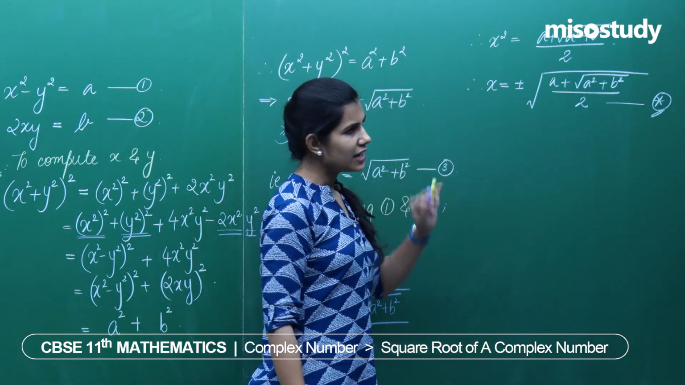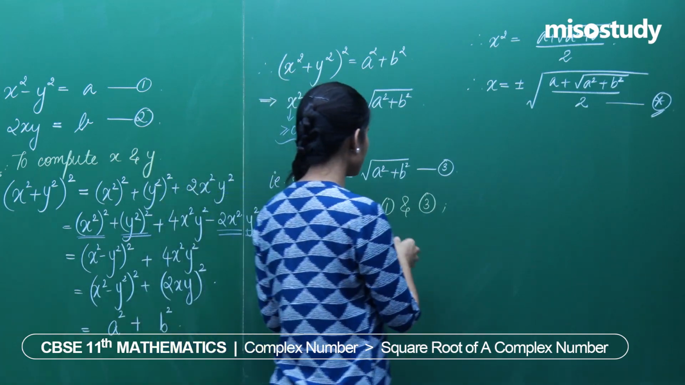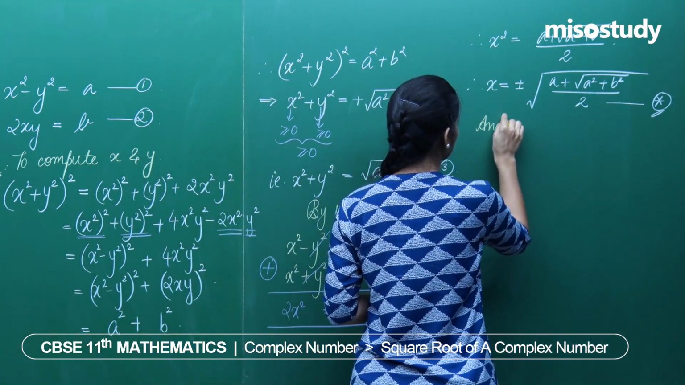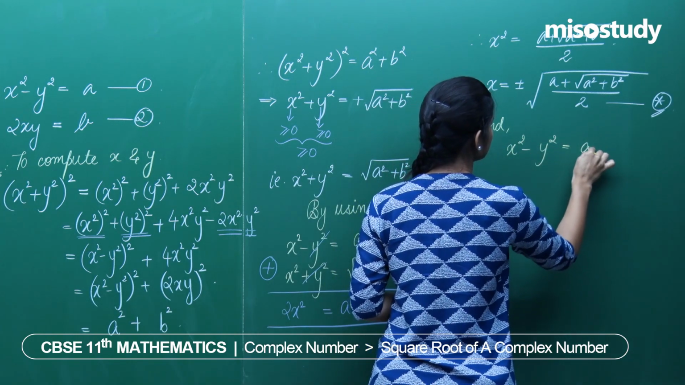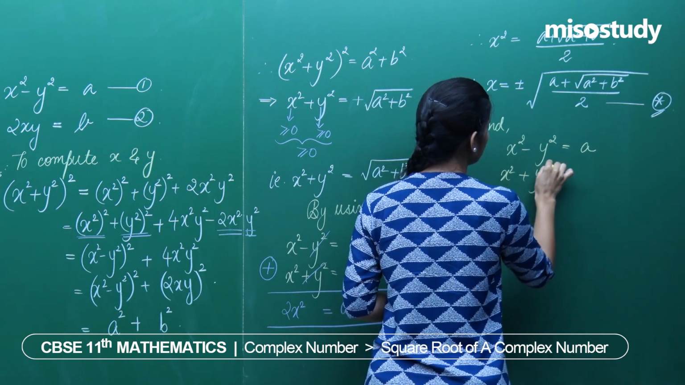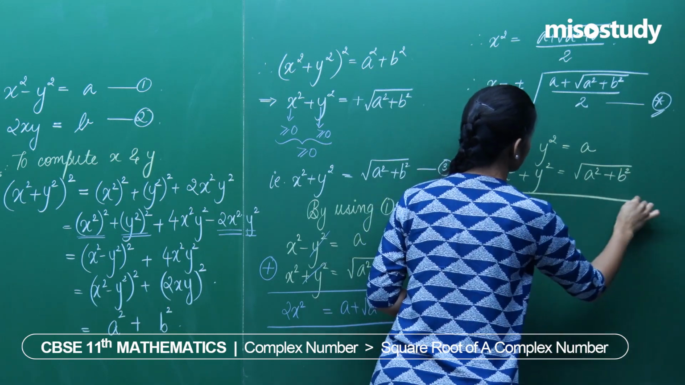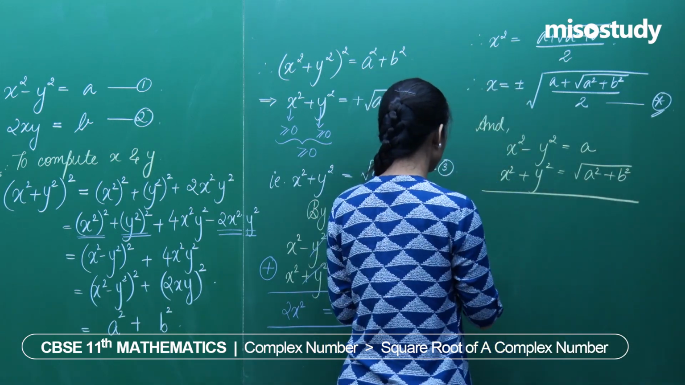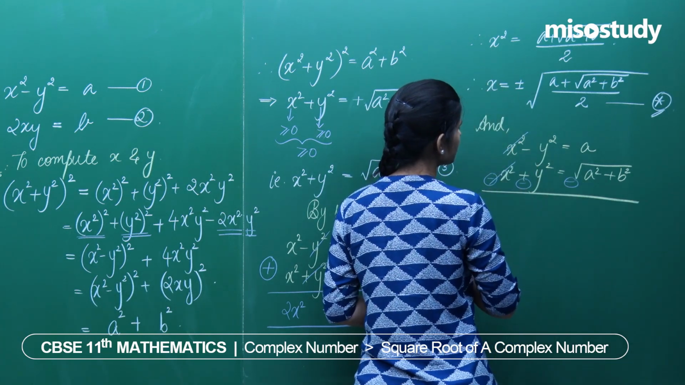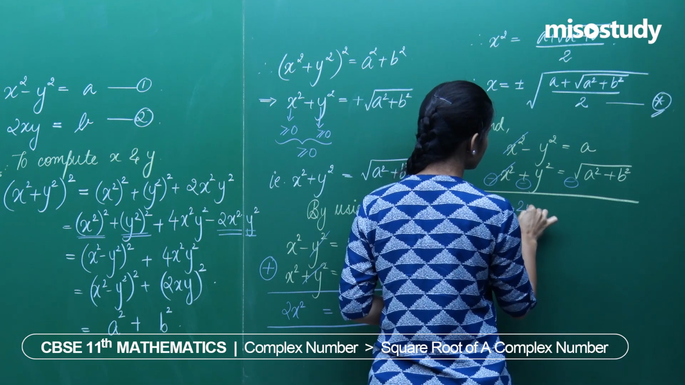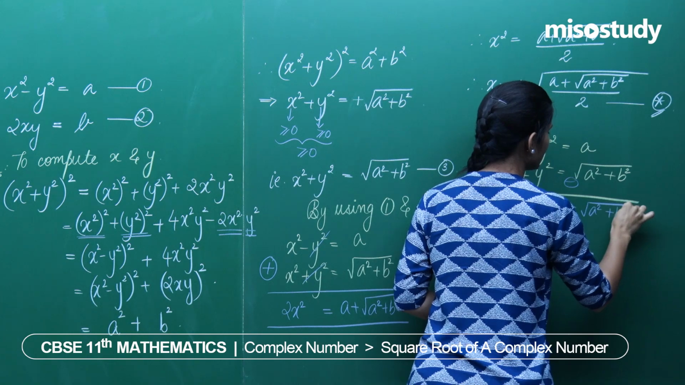Okay, so x we have attained. Similarly, from these two relations itself I can attain y also. I have these two relations, x square minus y square equals a and x square plus y square equals under root a square plus b square. If I plan to subtract these two, I get x square minus x square cancel, minus y square minus y square is minus 2y square equals a minus root over a square plus b square.